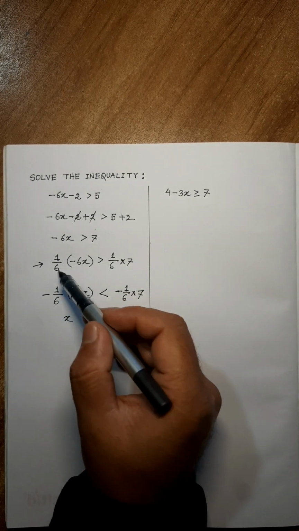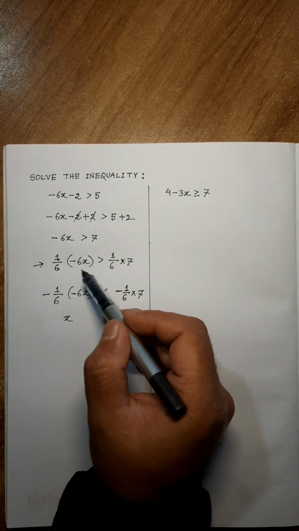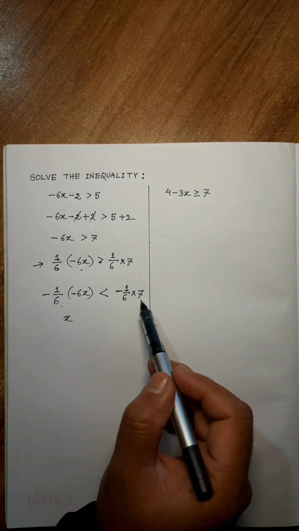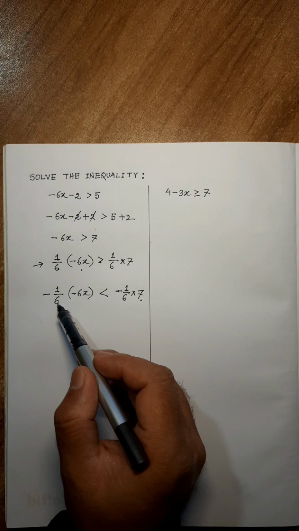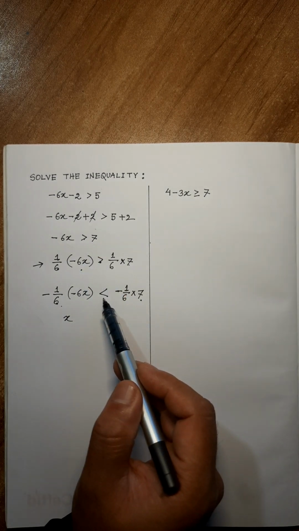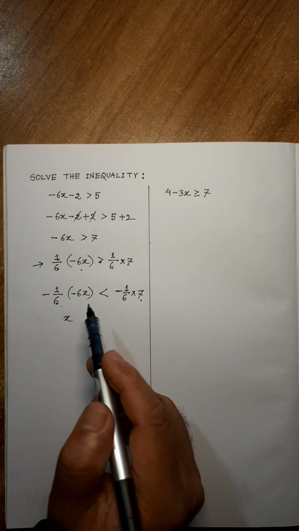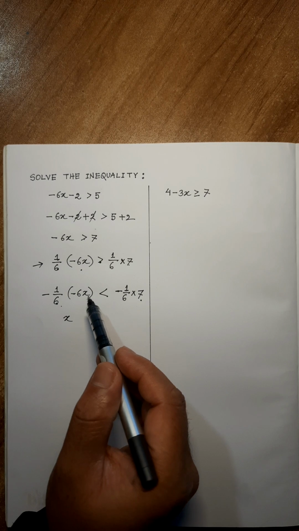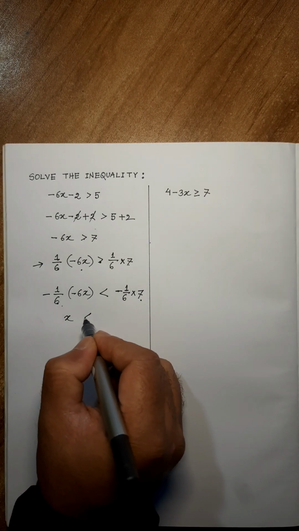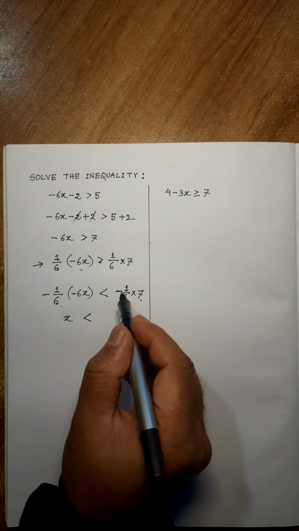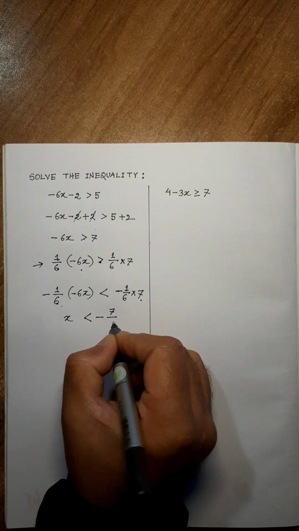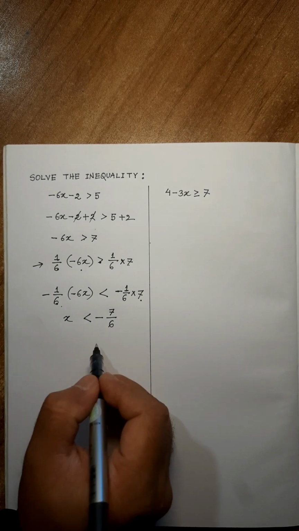So if we use a positive number to multiply both sides, nothing happens to the inequality sign. But if we multiply both sides by a negative number, the inequality sign will change its orientation. That's the only difference between inequalities and equations. Okay, let's continue with our solution. So negative 1 over 6 times negative 6x will give us x, the flipped inequality sign, and negative 1 over 6 times 7 will give us negative 7 over 6. So x is less than negative 7 over 6.